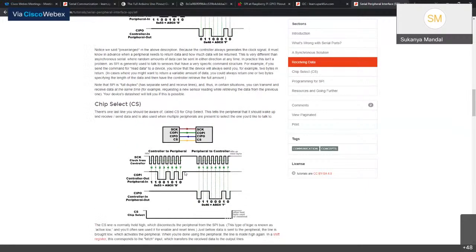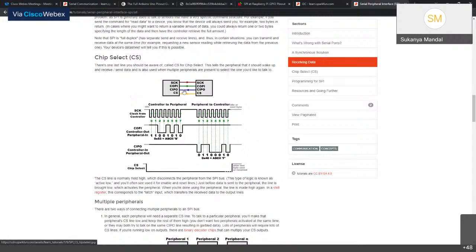Okay. Now, there's something called chip select in the SPI mode of communications. There's at least one such line, so you should be aware of what chip select does. It tells the peripheral that it should wake up and receive or send data, and it is also used when multiple peripherals are present, to select the one that the controller would like to talk to.